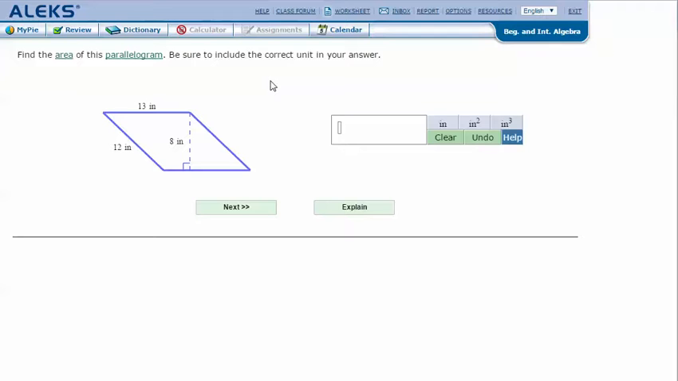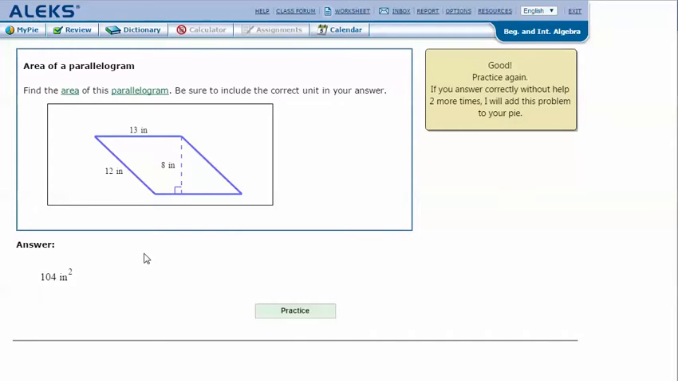In my ALEKS screen, I type in the answer that I got in my notes, 104 inches squared, and click Next. And it says that I got the correct answer.